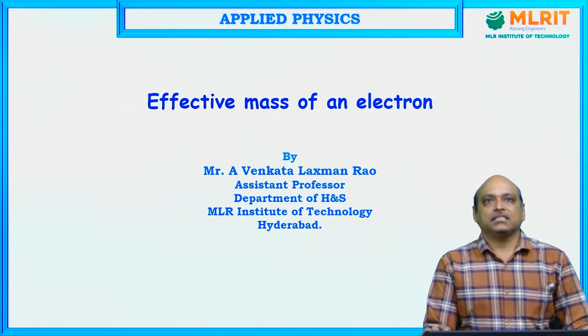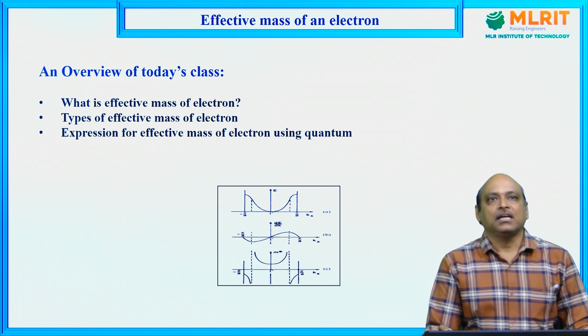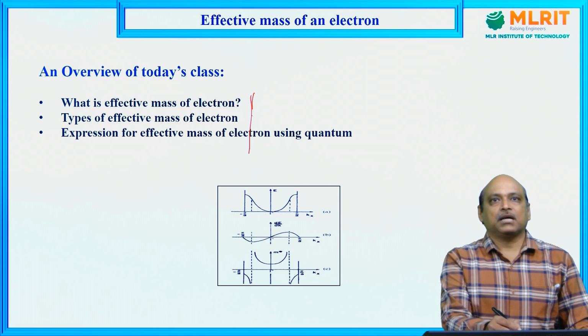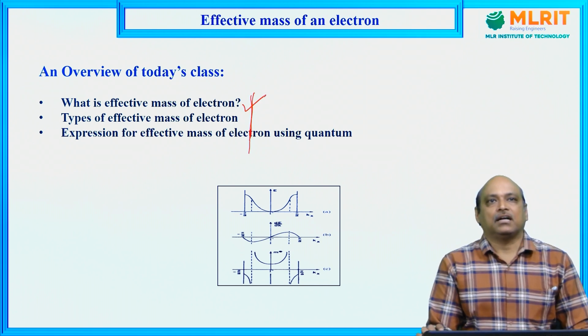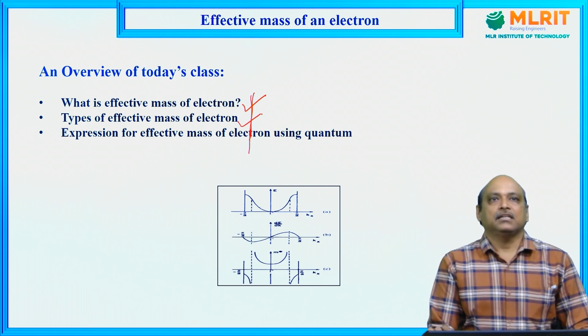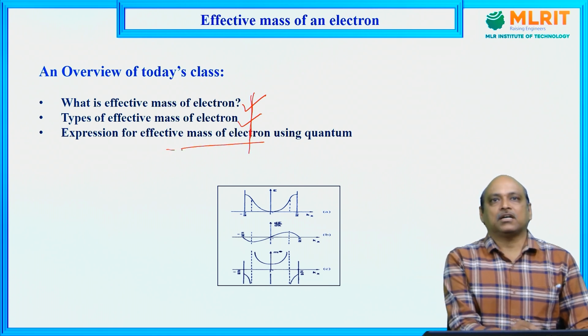In today's session, I am going to explain what effective mass of electron is, how many different types of effective mass of electrons there are, and how we can derive an expression for effective mass of electron. So, three important concepts that I am going to explain. First, we will know what effective mass of electron is. Next, how many different types of effective mass of electrons there are, and at last we are going to derive an expression for effective mass of electron.